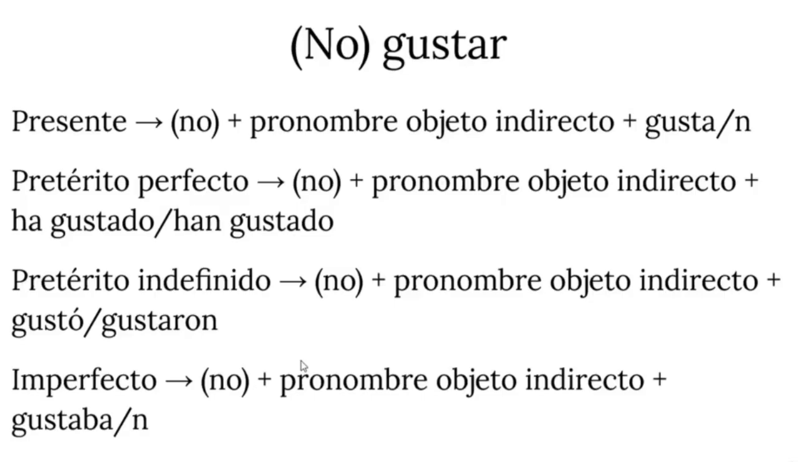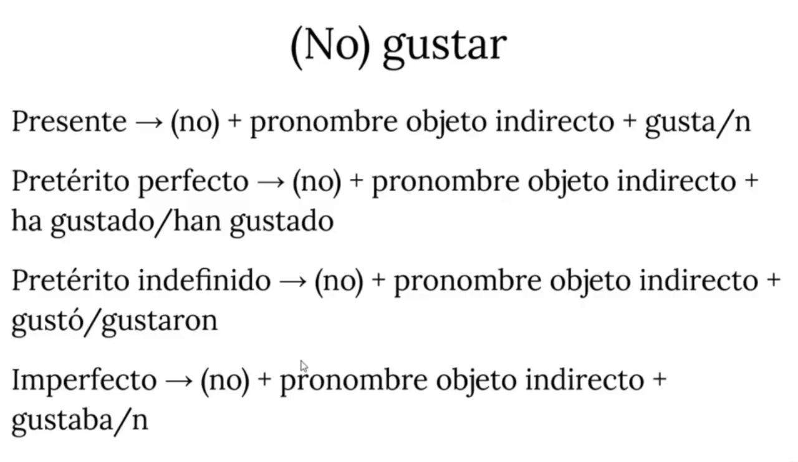I dislike this book. A mí no me gusta este libro, and so on, okay? So in the present, the verb is gusta for singular, gustan for plural. And remember, it is the same for every pronoun. A ti te gusta este libro. You like this book, and so on, okay?